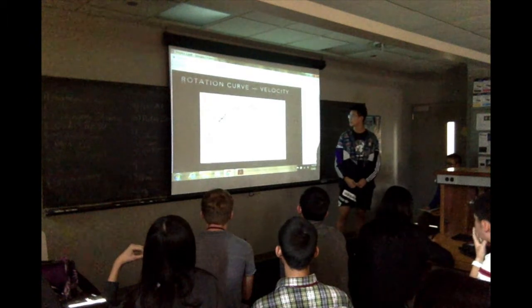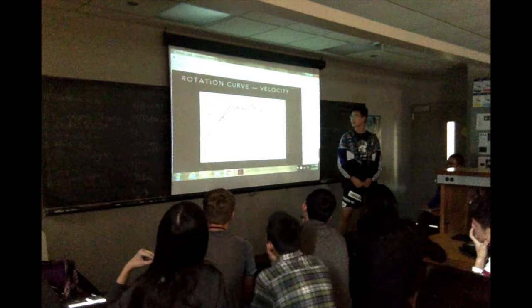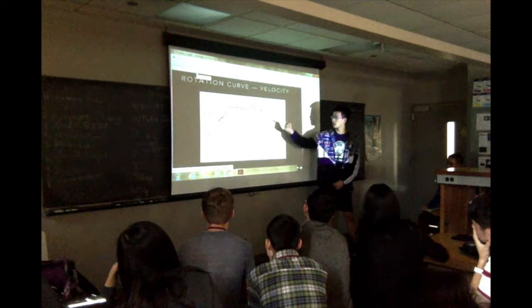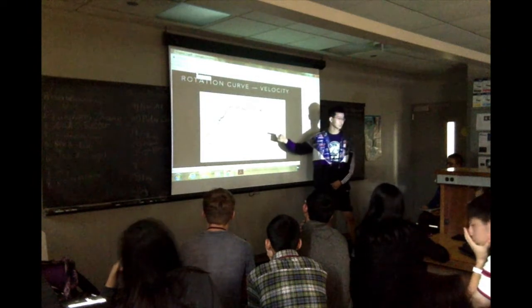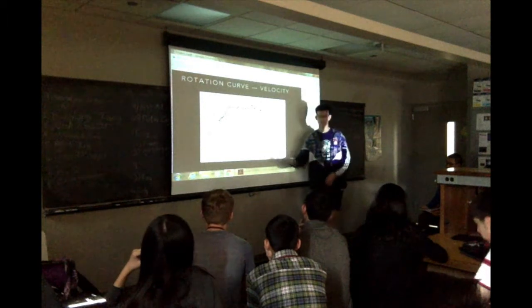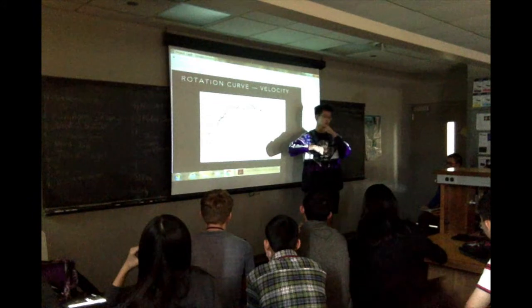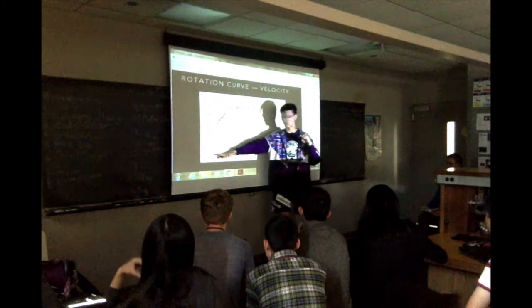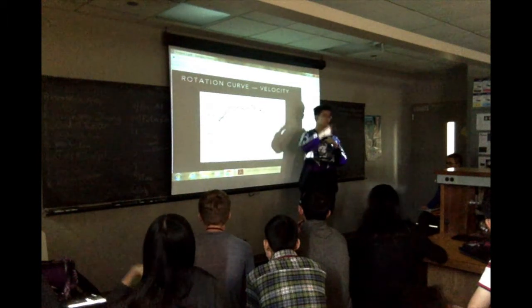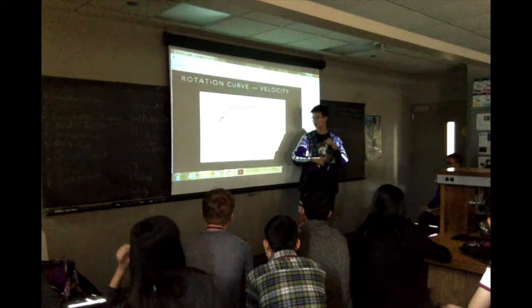Yeah, and this plot is called the rotation curve. For a disk galaxy, the rotation curve is a plot of the orbital velocity against the distance to the center of the galaxy. So imagine this is the center of the galaxy and the galaxy is rotating this way. Of course the center doesn't move, so the velocity at the center is 0. And as you go out of the galaxy, it rotates faster and faster.